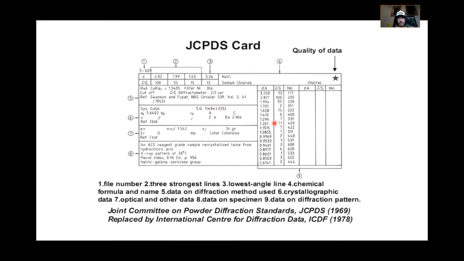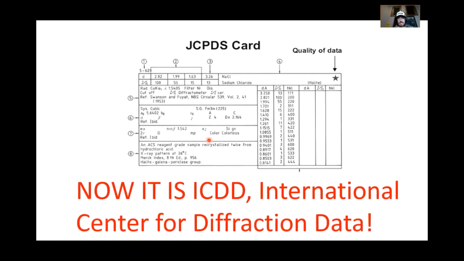It tells you the different reflections. So the first reflection they saw was 111. The second one they saw was 200. And it tells you the different D spacings. Nowadays, it's the ICDD, the International Centre for Diffraction Data. It costs a lot of money to get the licenses to use these databases, so kind of bear that in mind.